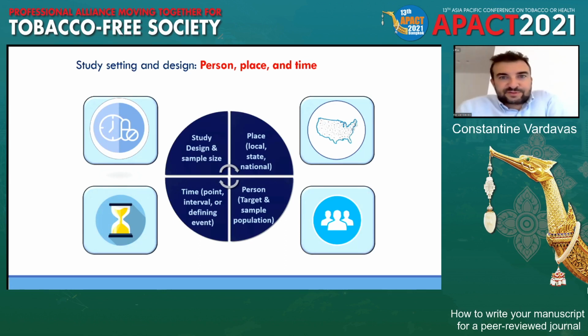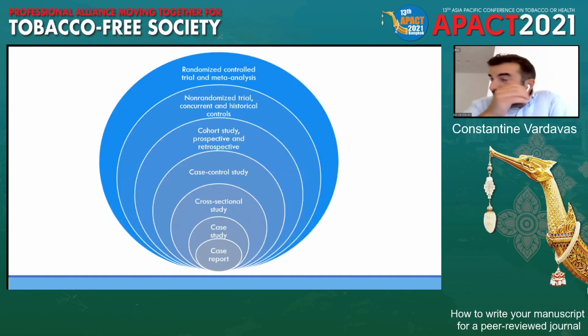Of course, there are very different levels of evidence between a basic case report, case study, cross-sectional, case control, and so on. There are many different types of studies one can present. But most of the studies published in journals in the field are cross-sectional studies, case control studies, and cohort studies. Of course, randomized trials and meta-analyses also appear, and some case studies, not so much case reports.